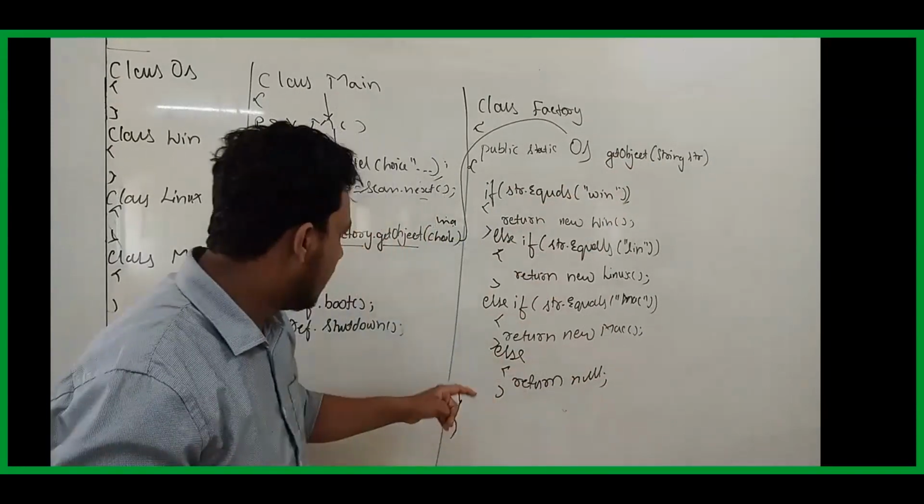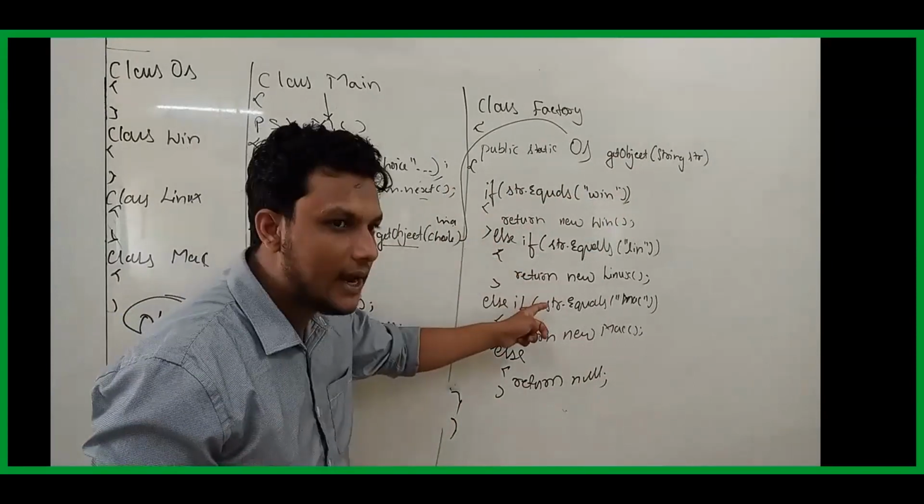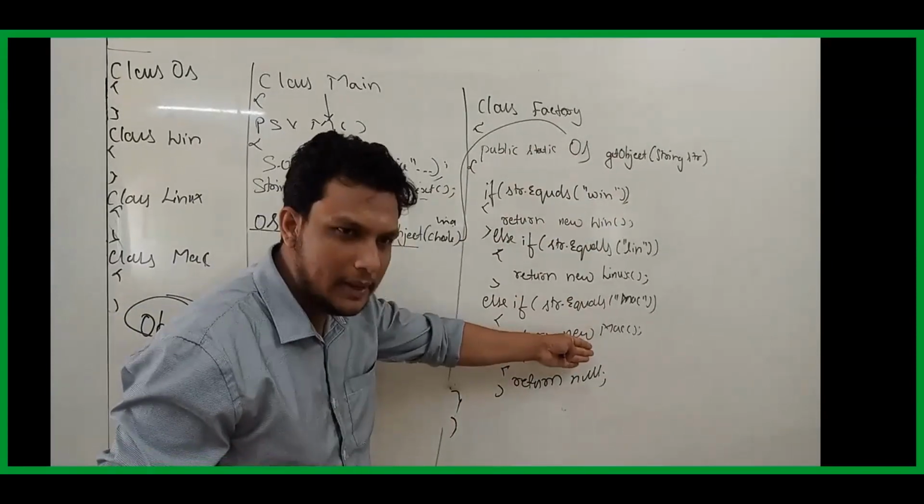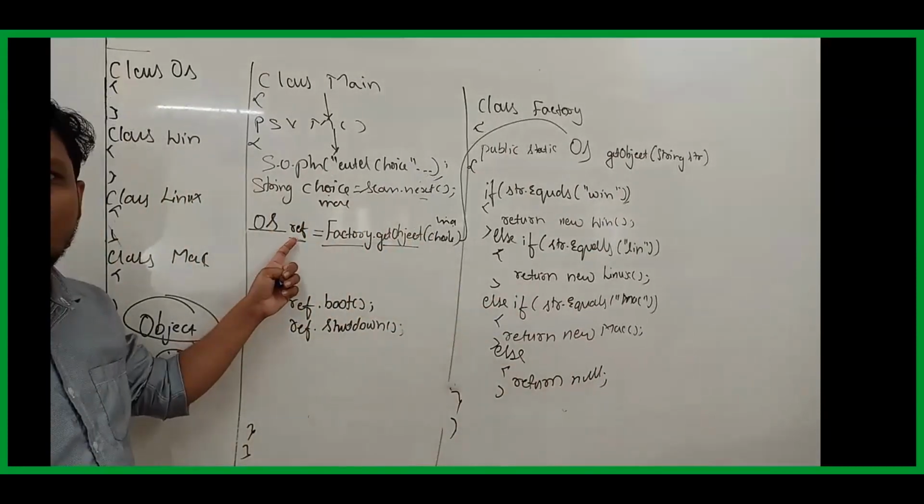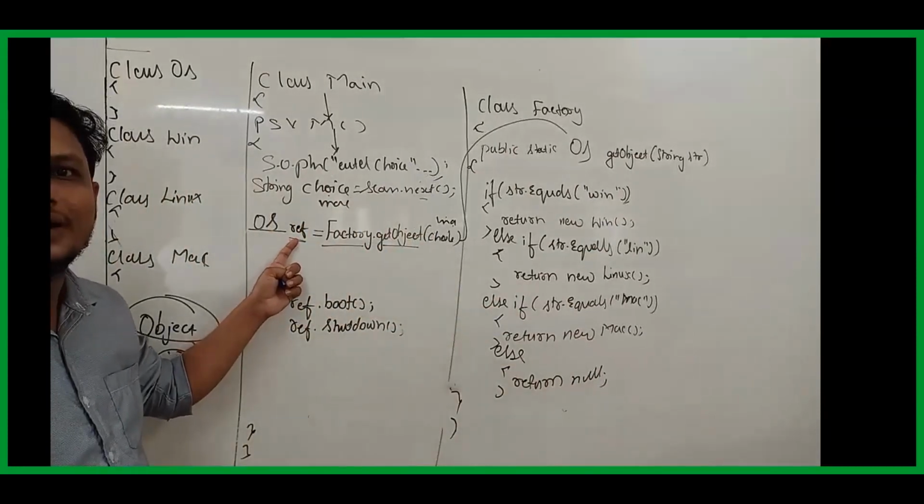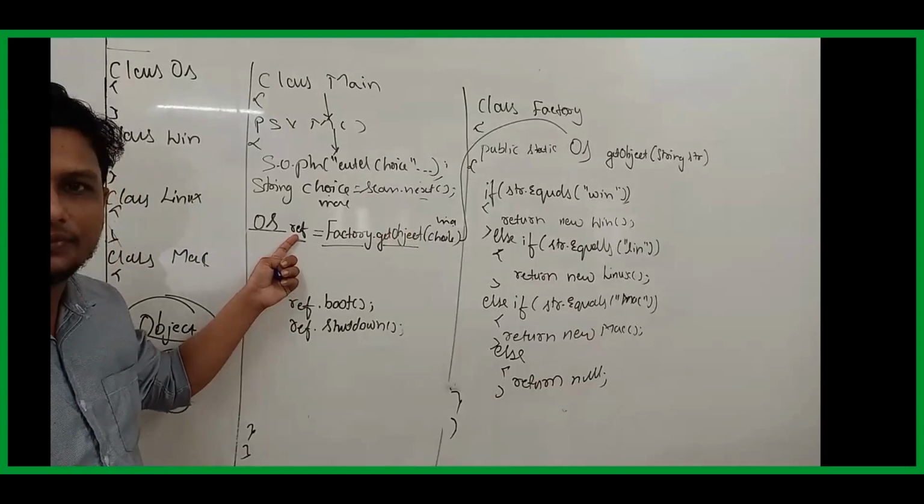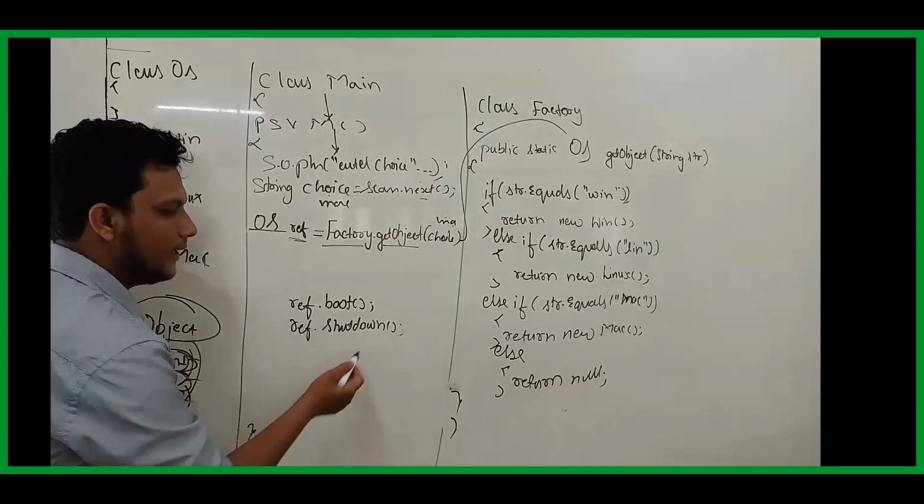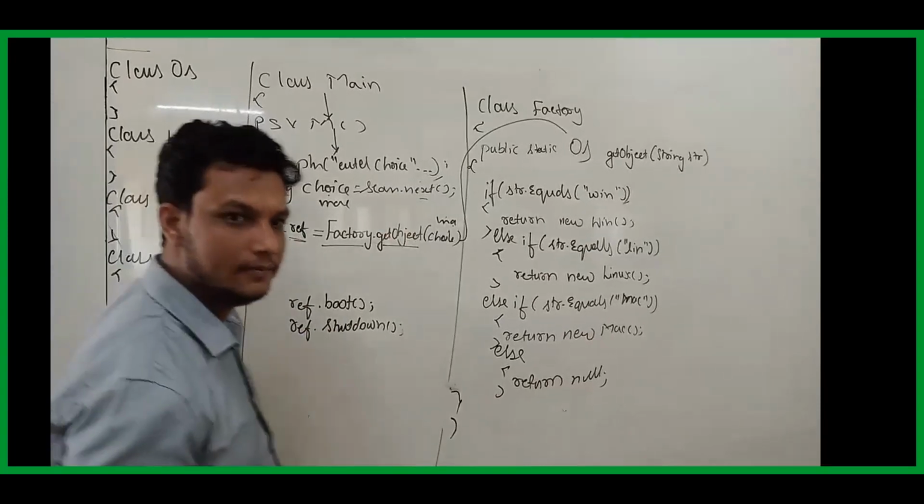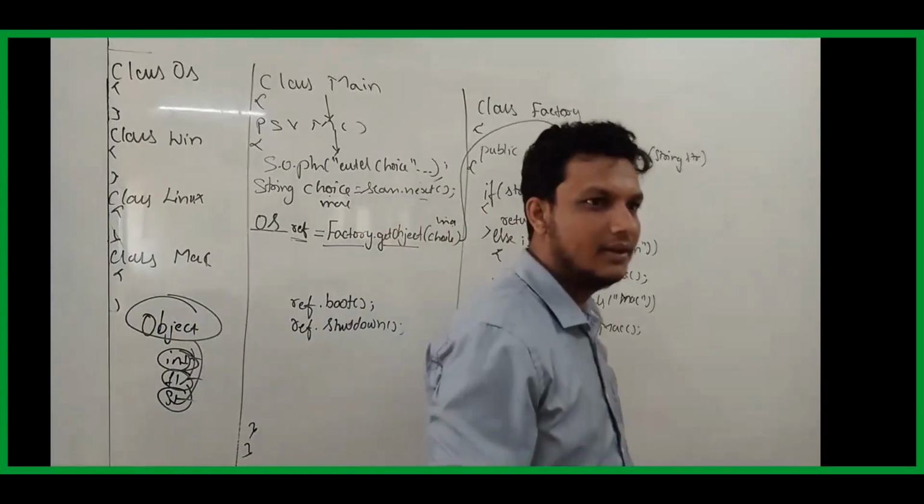Clear? Now, assume that the user passes BMW here. Nothing is matching, so it is returning null. So what will be returned here? Null. What is there in the reference now? REF. Null. I'm calling null dot boot, null dot shutdown. Output is?